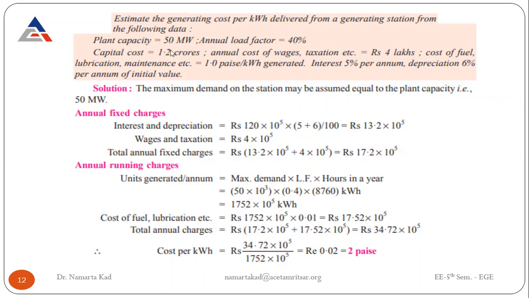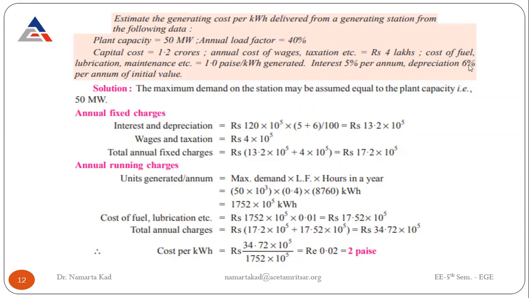Okay, so in some numericals, if the maximum demand is not given but you need maximum demand for the energy calculations, you can assume the maximum demand equal to the capacity of the plant. Now calculating first the fixed cost. So for the fixed cost, the interest and depreciation.